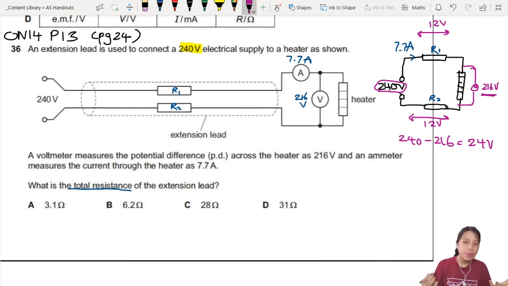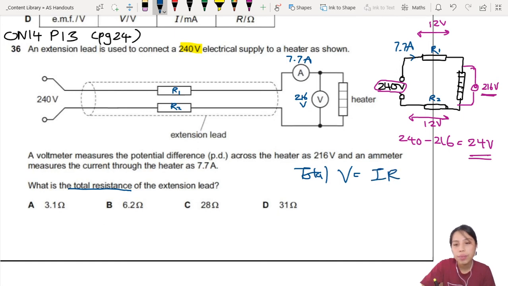Okay, so there are multiple ways to do this. You can do total resistance, or you find one resistor and then multiply. But let's do total resistance. How about that? So we know the total resistance, because of the resistance there's a drop of 24 volts. Power loss. So V is for total, V = IR. Total drop, we know, is 24 volts. Current, given to us, 7.7. Resistance, we're trying to find.